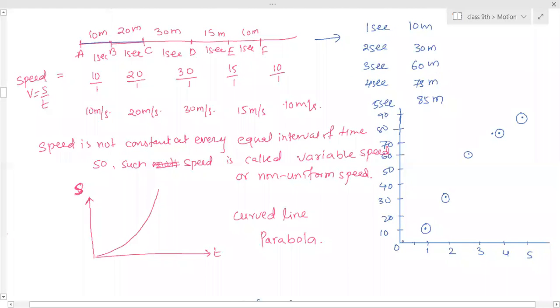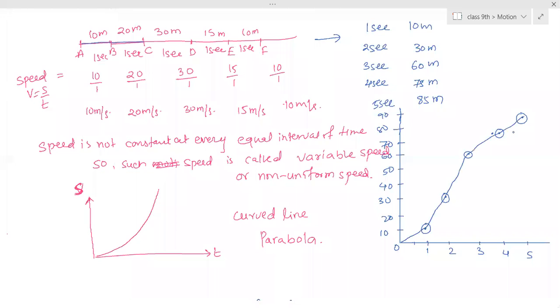When we join it, how will it take place? Will it be a straight line? No, ma'am. So it is a curved path. So this is non-uniform motion. The distance covered is not equal, so you will get a curved line.